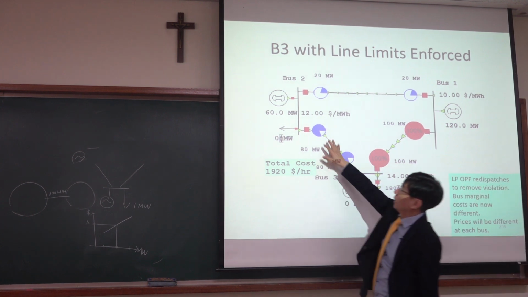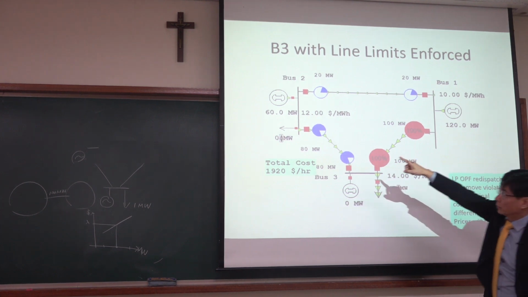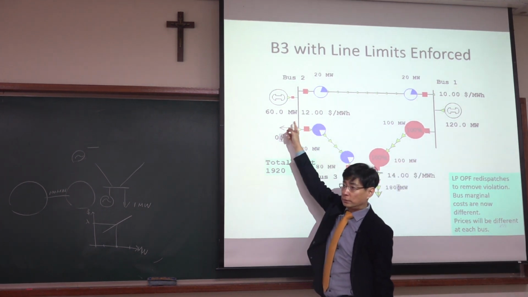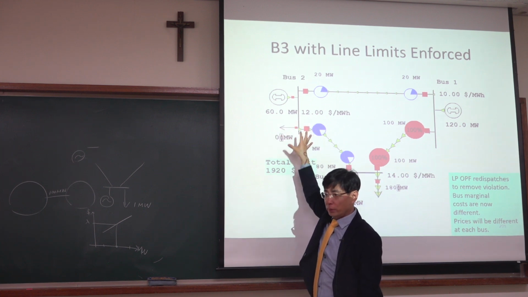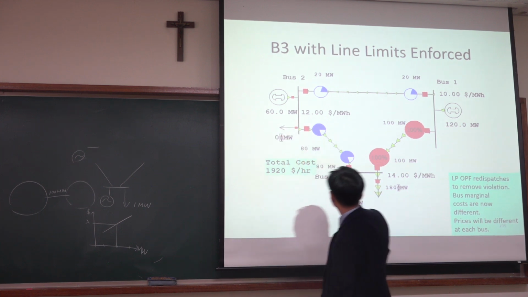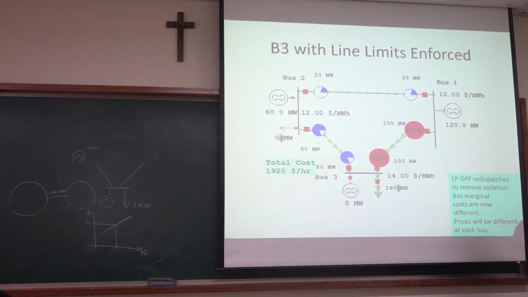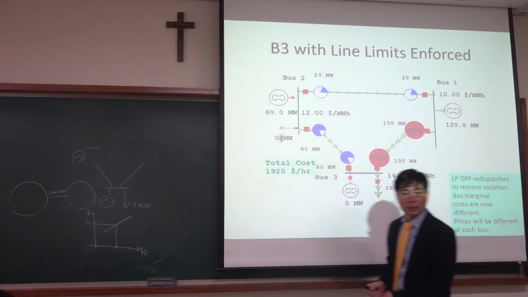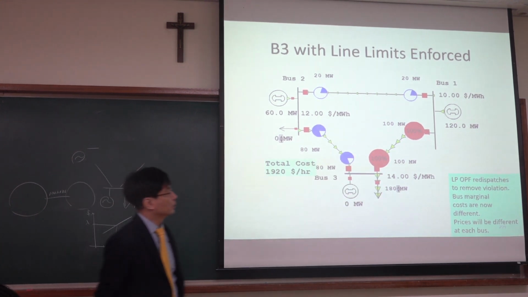Here, LMP is 12. And the reason is because the marginal cost of this generator is 12. Actually, there is no load, but you can compute LMP anyway. Okay? And here, the marginal cost is $14. How can you compute it? That's the result. How can you compute the LMP at bus 3?